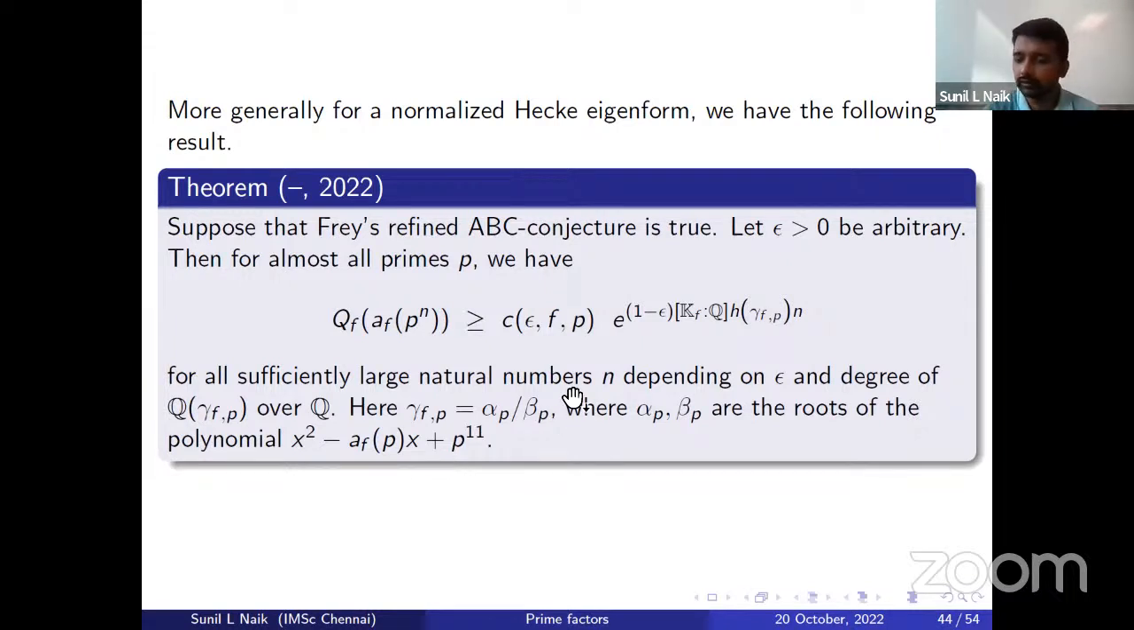Observe that in the exponential, the degree of extension is at least 1, and we know that the height of alpha is 0 if and only if alpha is a root of unity. So let us end this talk by showing that gamma_f(p) is not a root of unity for almost all primes p.